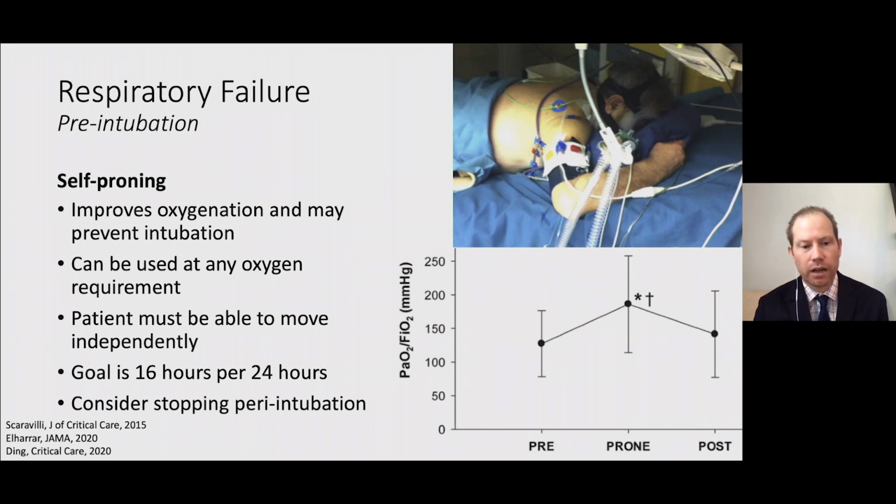It can be used at any oxygen requirement, but the patient needs to be able to move independently, and obviously the patient can't have things such as spinal instability and other things that would preclude their ability to roll. We'd like for patients to do this for 16 out of 24 hours. That number is more theoretical than evidence-based, but based on some animal model studies and extrapolating from the intubated patients in the ARDS literature, we think that longer is better. And I will say that in general, this is only limited by the patient's comfort. One thing to consider is, as the patient deteriorates, whether you might want to stop this peri-intubation, as it obviously requires that the patient be supinated prior to intubation.